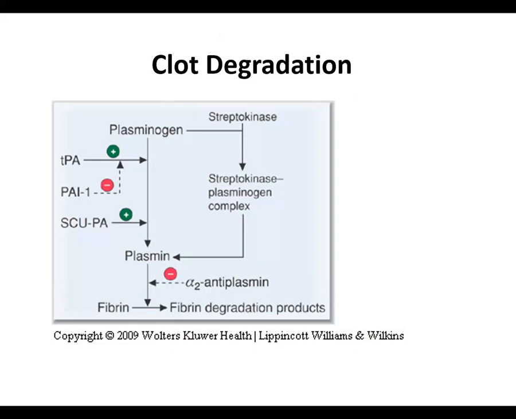TPA is a serine protease that cleaves a peptide off of plasminogen to form plasmin. The conversion of plasminogen to plasmin is also catalyzed by urokinase, which is abbreviated UPA in this figure. Plasmin is a serine protease that degrades fibrin to produce fibrin degradation products such as D-dimer. Therefore, high levels of D-dimer indicate high levels of fibrinolysis. Note that in this figure, the catalytic activity of plasmin is inhibited by alpha-2 antiplasmin.